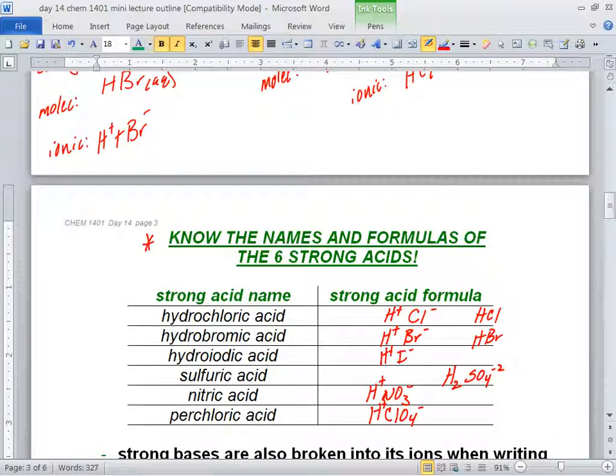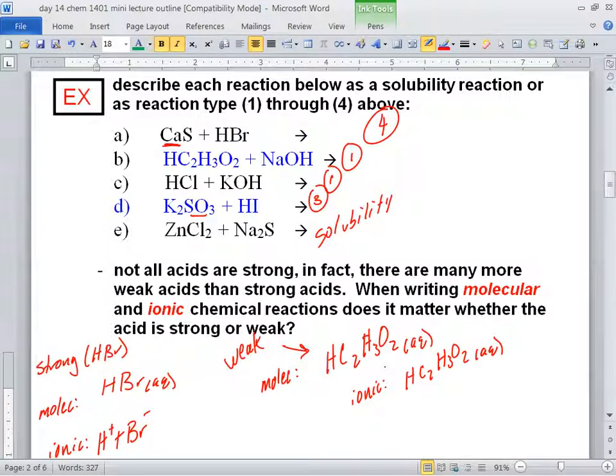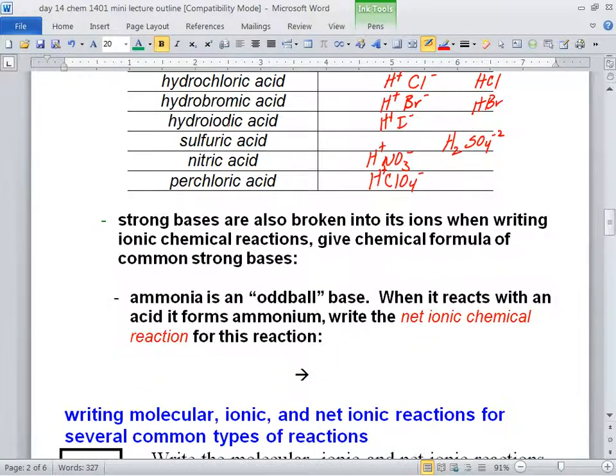So know the names and formulas of them, right? Because look at the questions. The questions are like perchloric acid plus, right? So you have to know that perchloric acid is HClO4. So you have to know both of them. Okay, so we have the acids down, right? Don't break up the weak ones. But same idea with bases. There's strong bases and there's weak bases. So it's not as complicated, though.